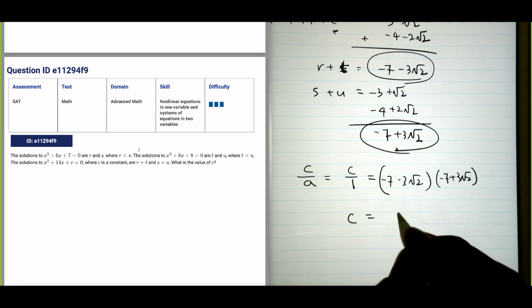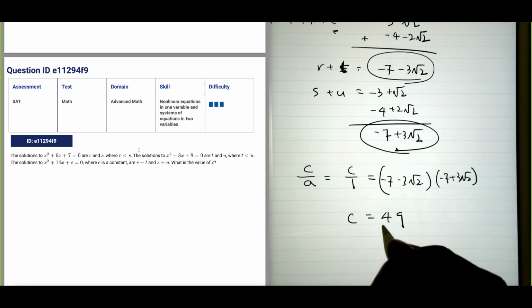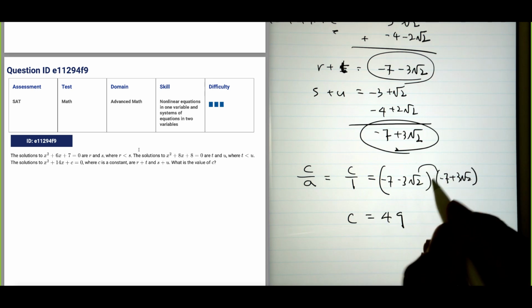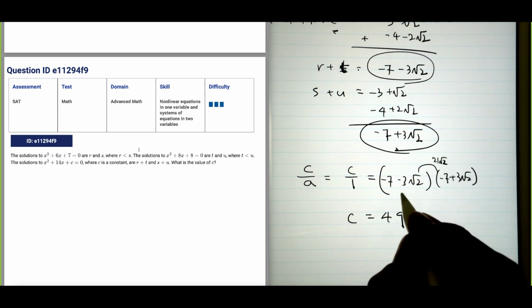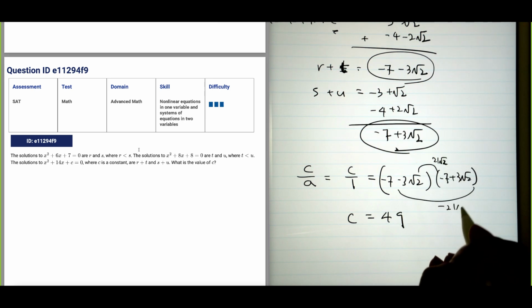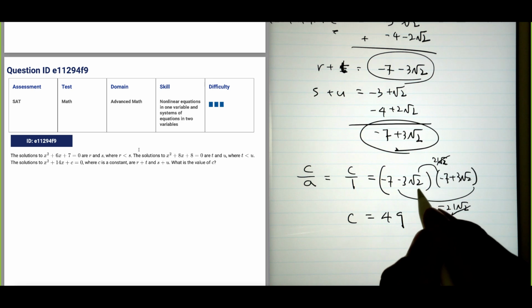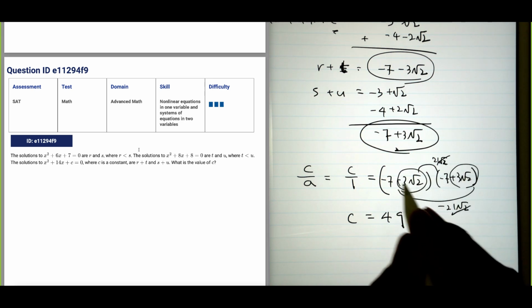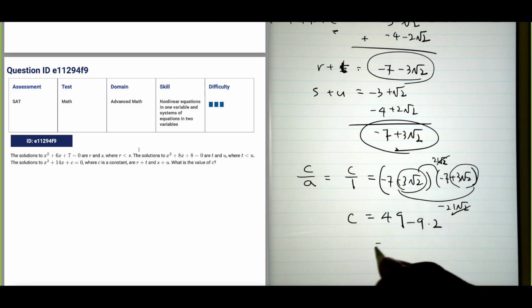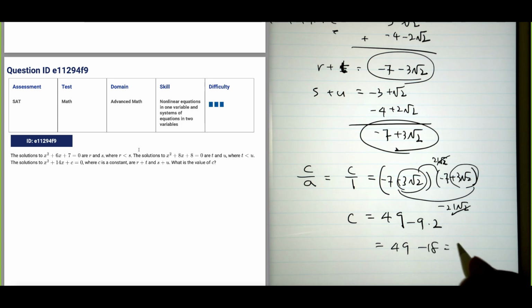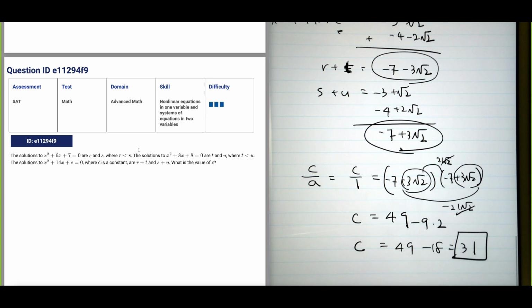This gives us 49, because negative 7 times negative 7 is positive 49. However, in the middle we get positive 21 radical 2, and in the outer terms we get negative 21 radical 2. They cancel out. So that means we just have to focus on the last of our FOIL. Negative 3 times 3 gives you negative 9, and radical 2 times radical 2 gives you 2. Therefore, 49 minus 18 will give us 31. And 31 for C is the correct answer.